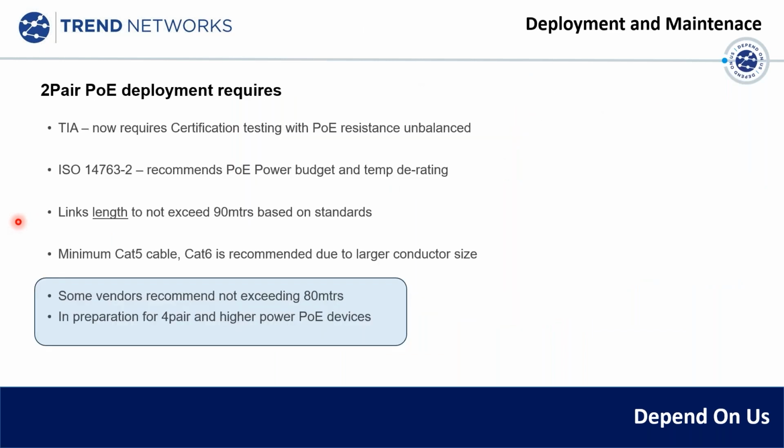We moved the two-pair as we moved upwards. Two-pair and standards developed. We had the TIA, as an update, now requires resistance unbalanced testing on every cable, as a mandatory requirement. The ISO 14763-2 recommends a PoE budget. It addresses it differently, asking you to do a PoE balance, but ultimately they're concerned about length. So in many ways, the progression of PoE was getting ready for four-pair deployment.